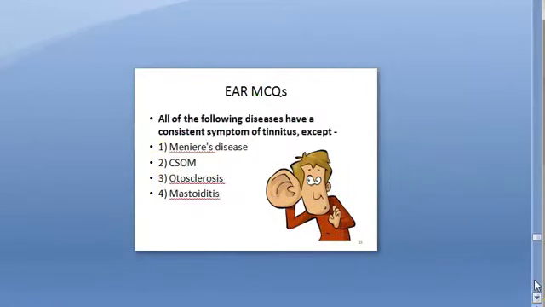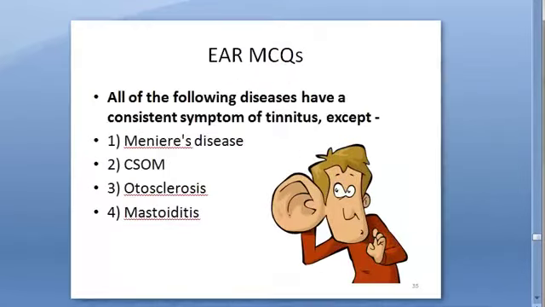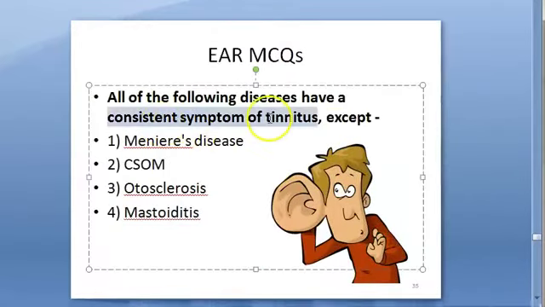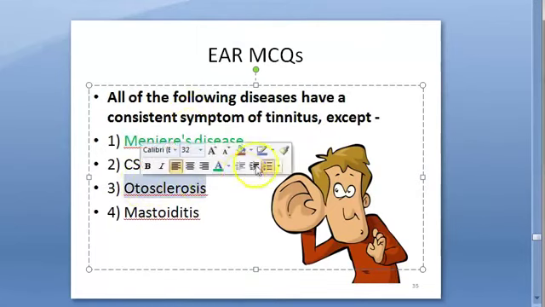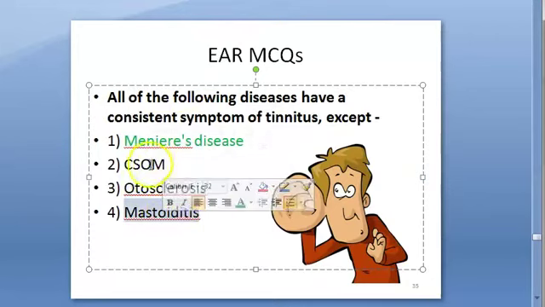Okay, let's move on. All of the following diseases have a consistent symptom of tinnitus except. Tinnitus you have seen in Meniere's. Yes, we have seen it in Meniere's. So this is a green. We have seen it there. Otosclerosis will have tinnitus. This is what? Chronic suppurative otitis media.